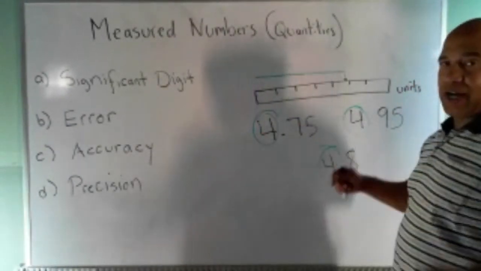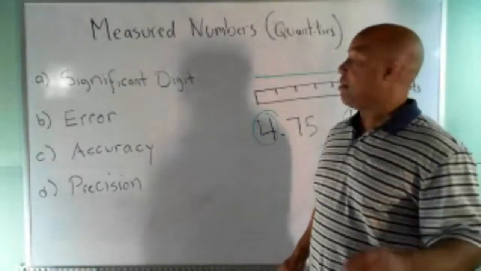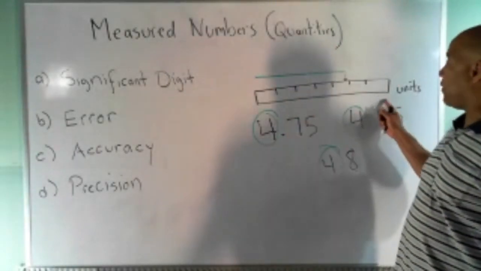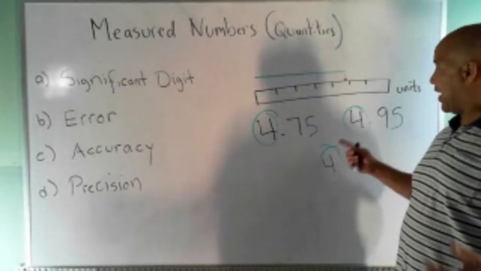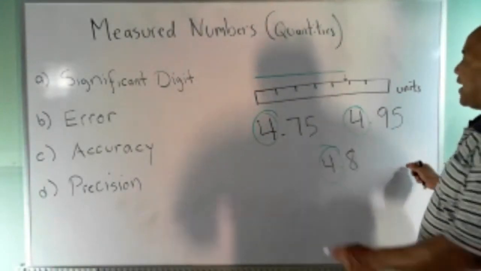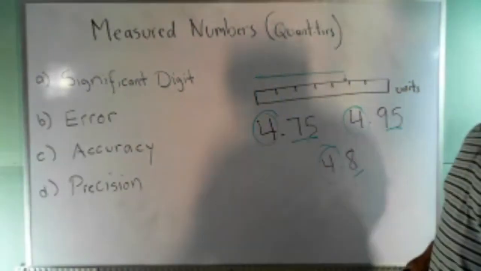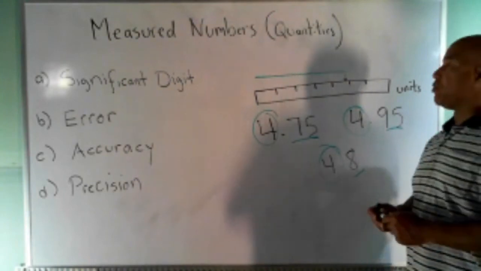So for us in our class, we talk about a significant digit. It's the number that we're sure about. And the only thing we're sure about here is the 4. So we can say it's 4 units, 4 inches, 4 whatever. Anything other than that, like this part, this part, this part, that's just a guess. So that is what we mean by significant.